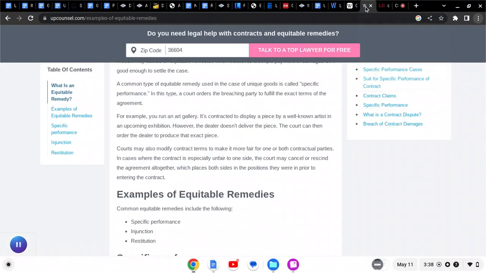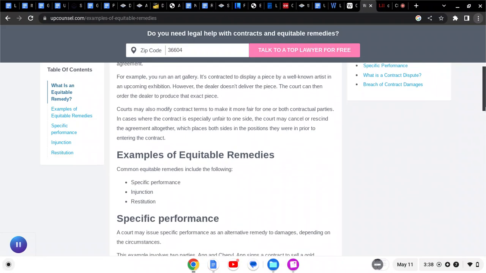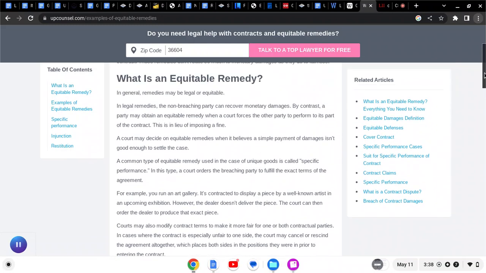Let's go here, and I'm going to read y'all some examples of an equitable remedy. Specific performance, injunction, and restitution. A cause of action in equity is unjust enrichment. That's a cause of action in equity.